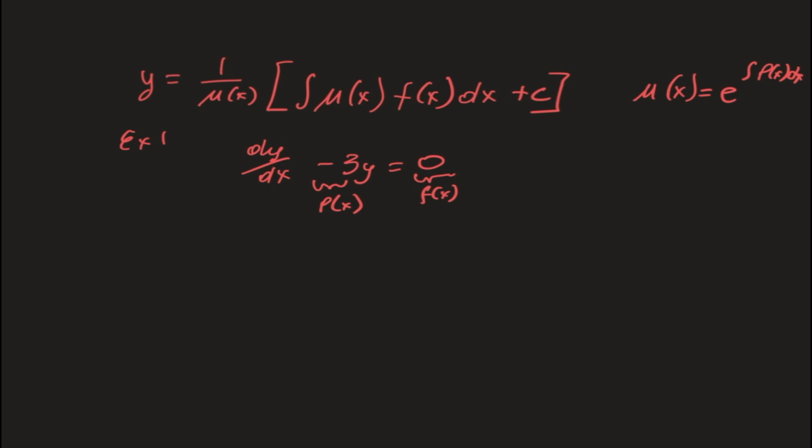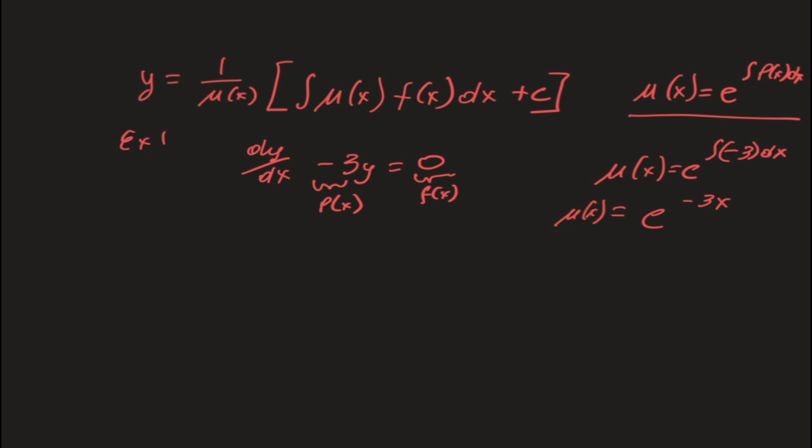The first thing you want to do is find the integrating factor. So mu of x is equal to e to the integral of p of x, which in this case is negative 3 dx. So as you know, the integral of negative 3 with respect to x would just be negative 3x. Normally we would put a constant in there, but we're not going to do that in this case because the constant will come in later on with the formula.